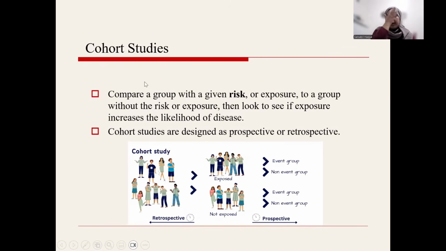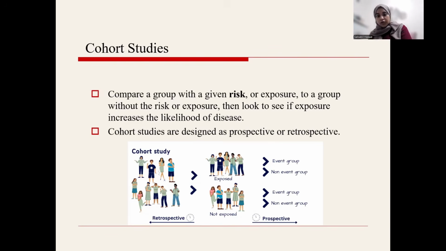Okay, now then we have cohort studies. They can either be retrospective or they can be prospective. But what are these studies? You compare a group with a given risk or exposure to a group who did not have that risk or exposure to see whether this risk increases the likelihood of developing a disease. So you either follow up with a patient who has a certain risk factor, let's say smoking, let's say obesity, and you follow up with them prospectively, which means follow up with them in the future and see whether they develop heart attacks, let's say.